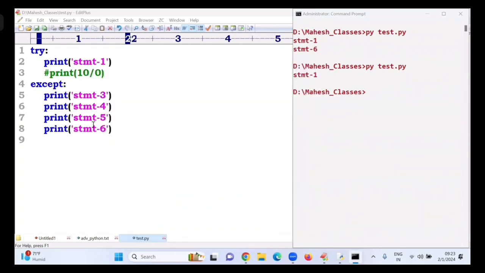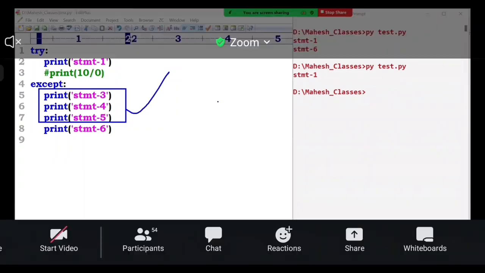Then not executed. But my requirement is, at any cost, I want to run these three; they are mandatory for me. Just like resource deallocation code or resource releasing code. Releasing code means, for example, sir, in upcoming classes, multi-threading and other advanced concepts are there.